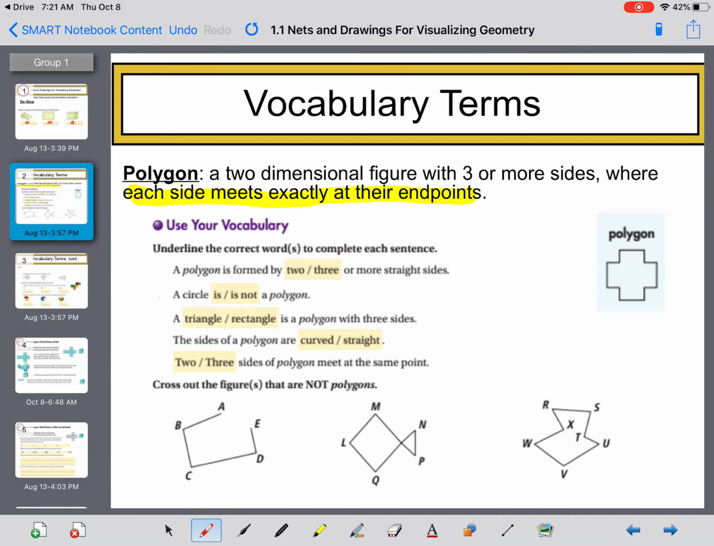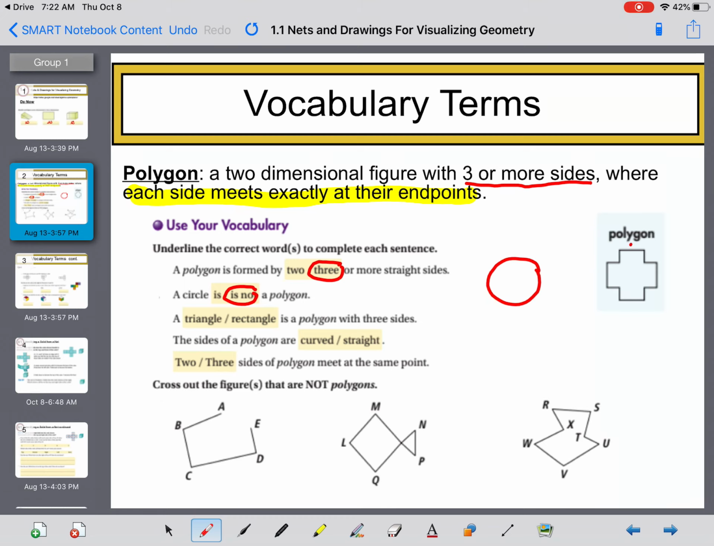Okay? So a polygon is formed by two or three more straight sides. Well, if you check the definition above, we just wrote down that it is three. A circle is or is not a polygon? Well, if you think about that, a circle is not a polygon. The reason being is a circle doesn't have any sides. For a polygon, you need three or more sides.